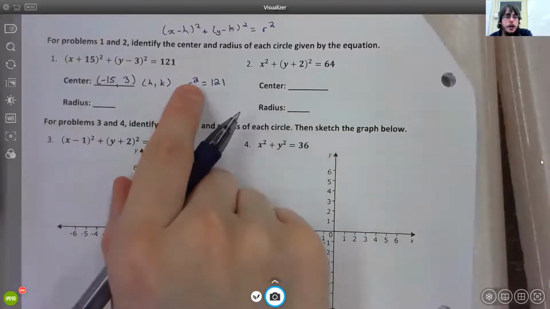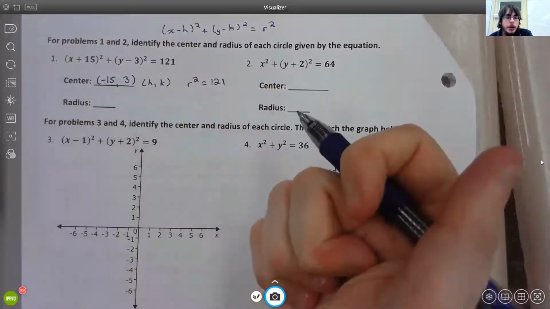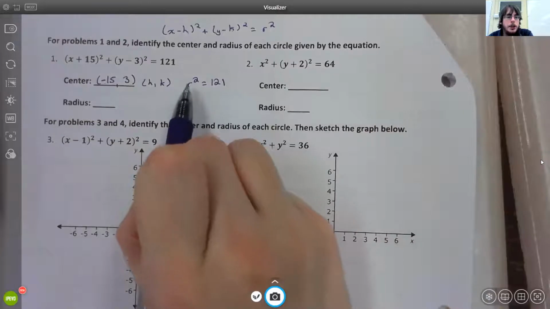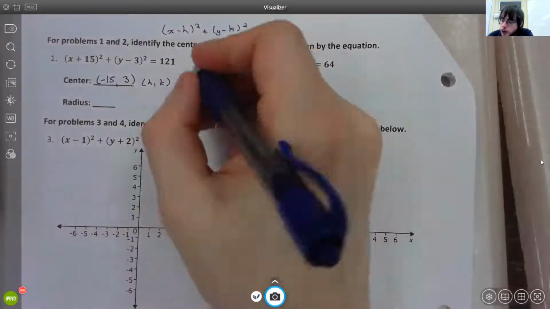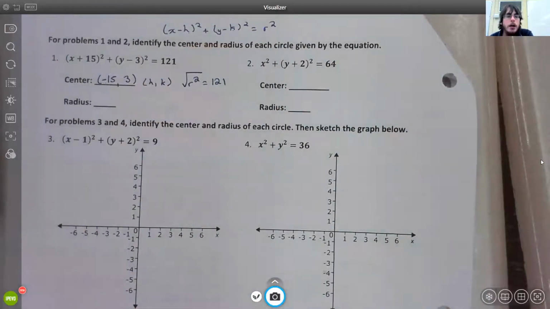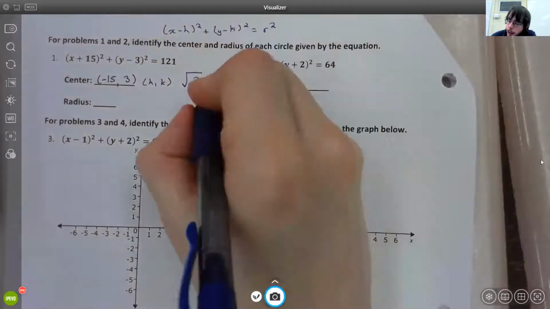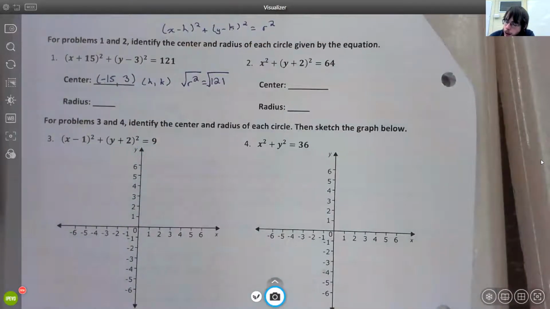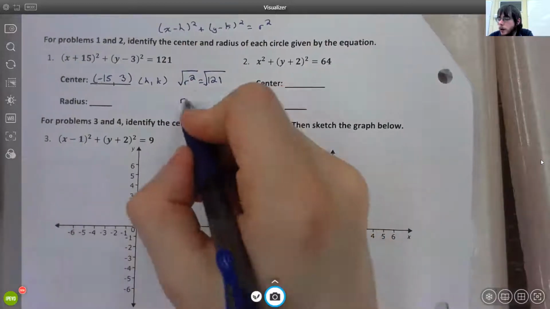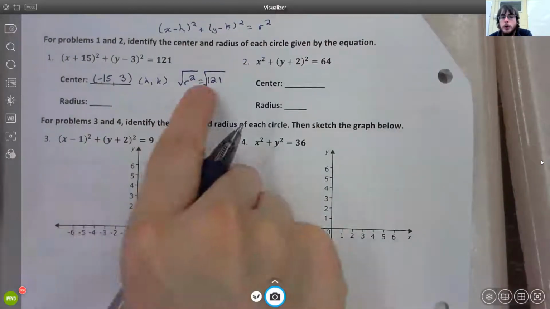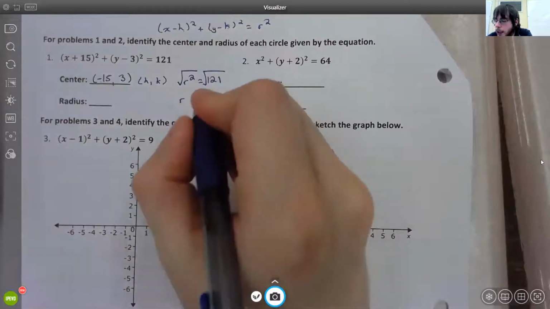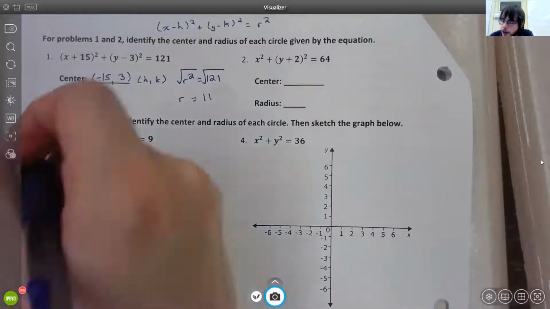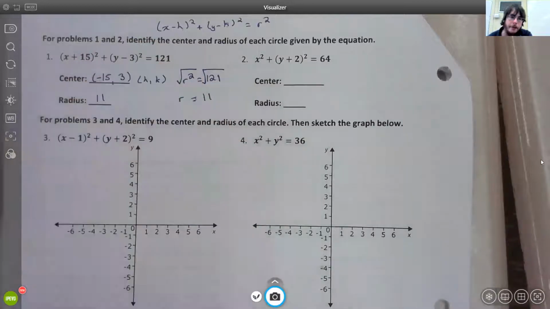Now, this has a squared on it, and if you remember, we talked about this a lot in the Pythagorean theorem, but the opposite of squaring a number is to square root it. But what you do to one side, you've got to do to the other. So the square root of r squared is just r. The square root of 121 is 11. So the radius for number 1 is 11.